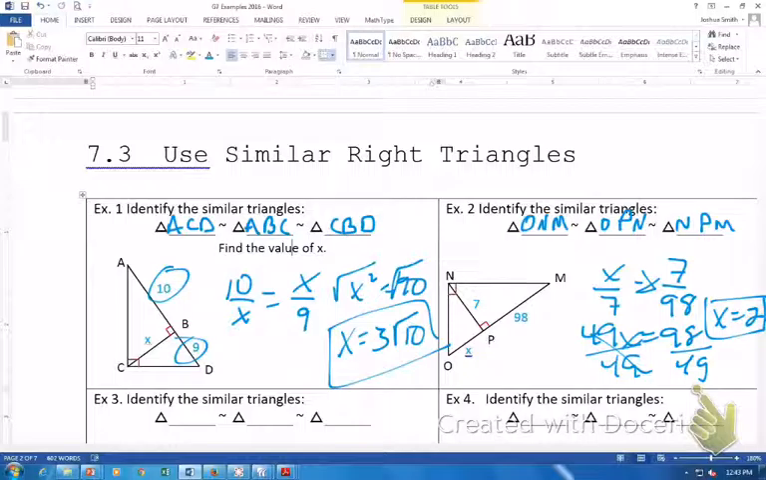Okay? Now the altitude theorem says that the altitude is the geometric mean. So I stop, I set up my proportion, and I put the altitude, which is 7, in the up diagonal in both places. I don't have to put x in the up diagonal every time, but the 7's here. That's the altitude. And the altitude is the geometric mean of the two pieces of the hypotenuse. So it's the x and the 98.